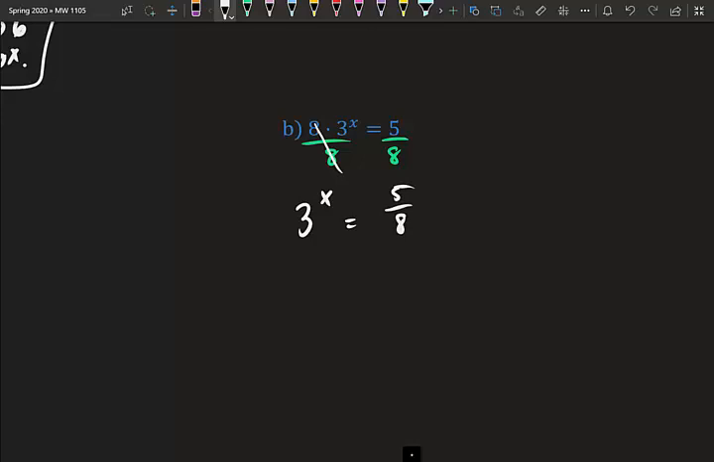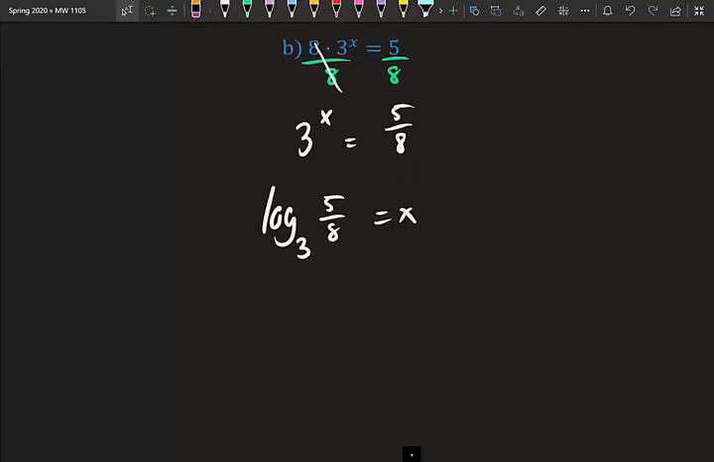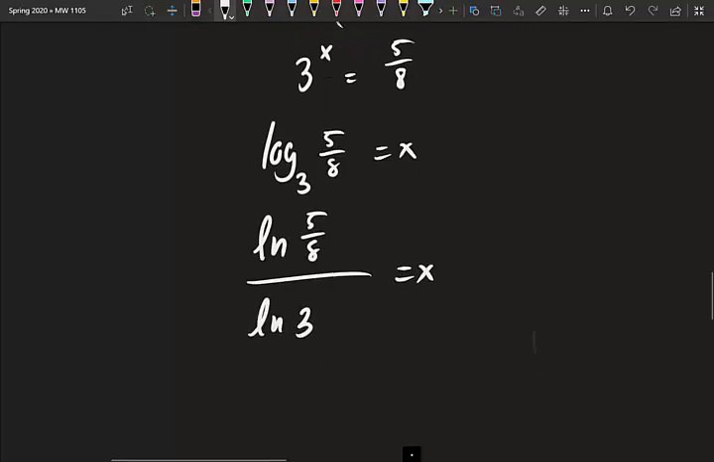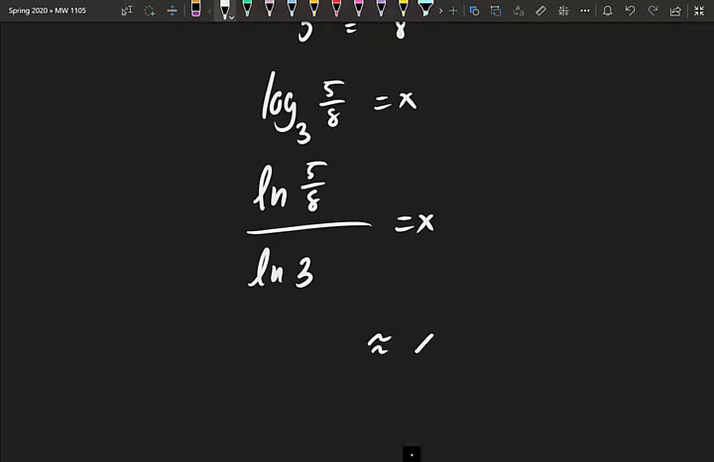Since there is no way I can get 3 or 5 over 8 to have the same base, I need to switch it to log. So we have log base 3, 5/8 equals x. Now we do change of base. So you can use log or you can use the ln. It doesn't matter for change of base. So I'm going to use ln for this example. We have ln 5 over 8 over ln 3 equals x. That's our exact solution. Our approximate solution is negative 0.43.